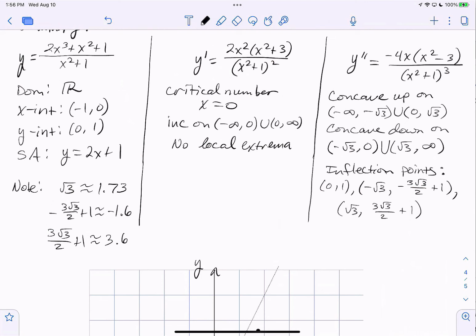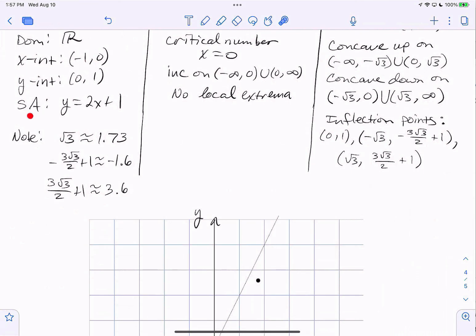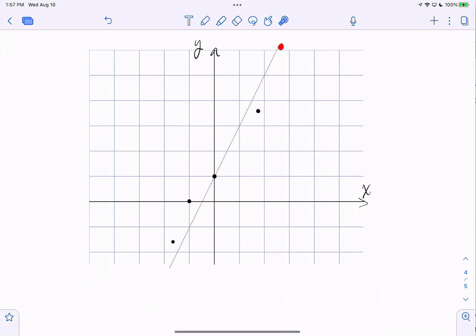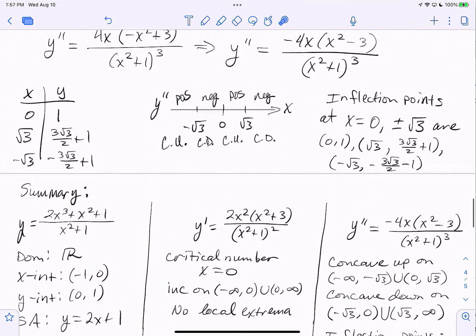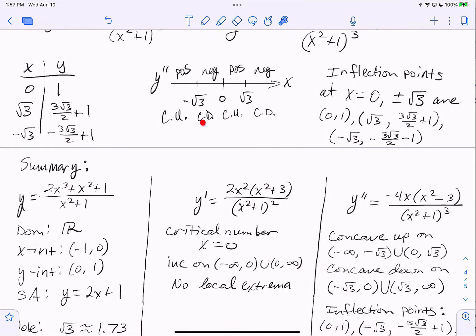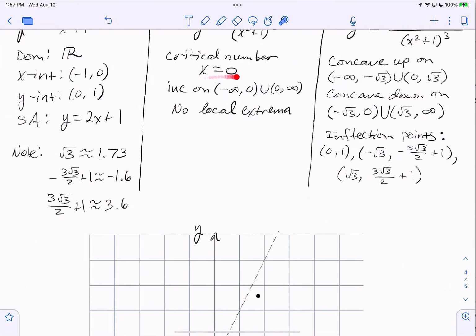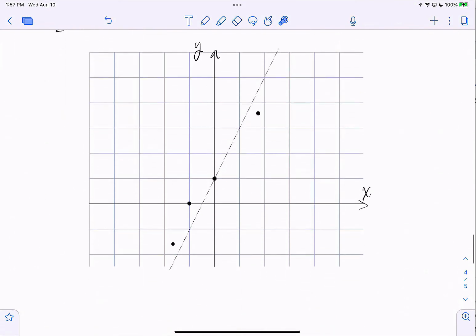Approximations for the x coordinates of the inflection points are plus or minus 1.73. And then for the y coordinates, the negative one is about negative 1.6, and the positive one is about 3.6. So we have some points to plot and a slant asymptote, some inflection points, and that's what I have here. Here's my slant asymptote, y equals 2x plus 1, and the various points that we saw. And our graph is to be concave up, and then concave down, and then concave up, and then concave down, with a brief horizontal tangent at x equals 0.